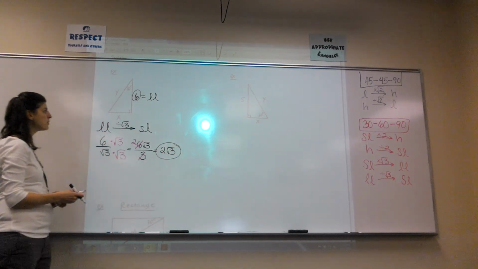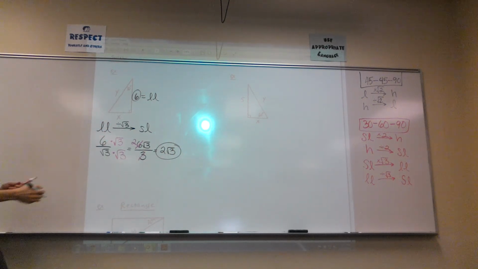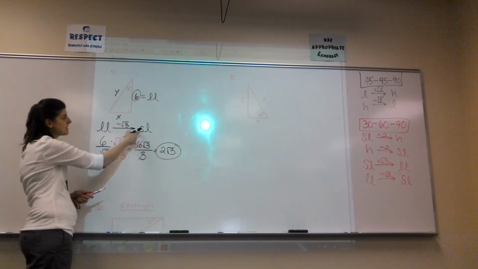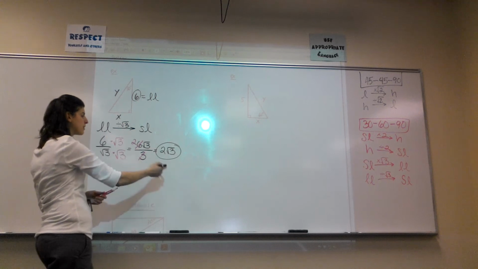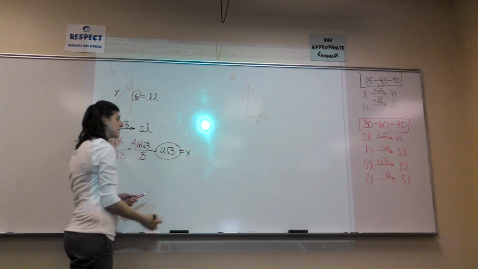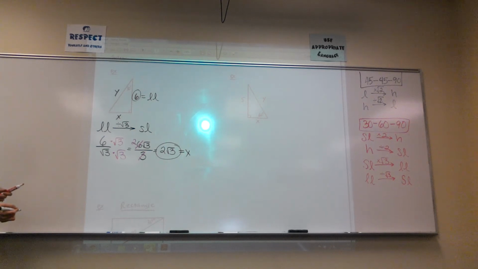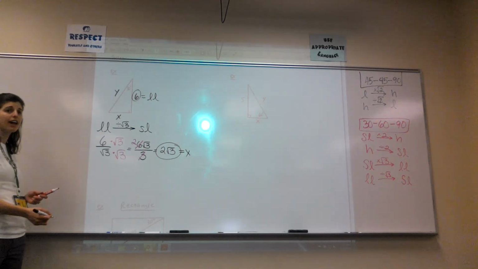Now what variable did we just find? X or Y? X. Very good, because that's the short leg. It's the one across from the 30-degree angle. So that's equal to X. Now let's find Y. Y is the hypotenuse in our triangle.